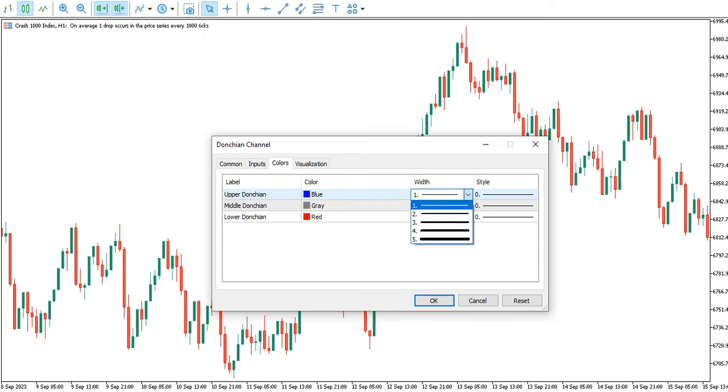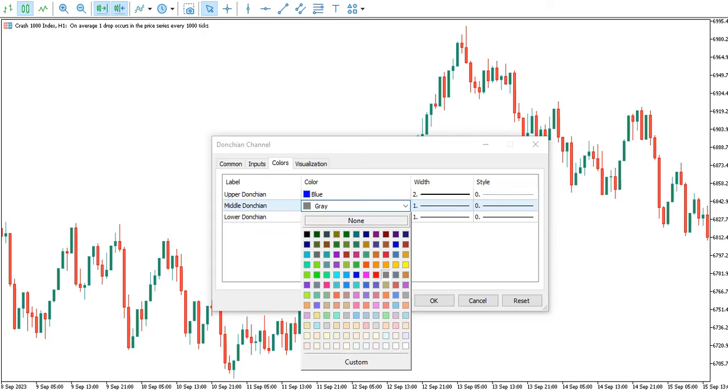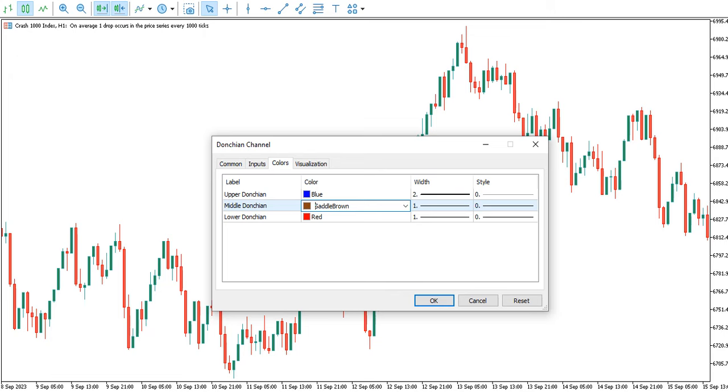So I'm adding this one now, the blue line and the gray. I can also change this gray to something that can be visible. Let me see. All right. I think I should go for this kind of brown.